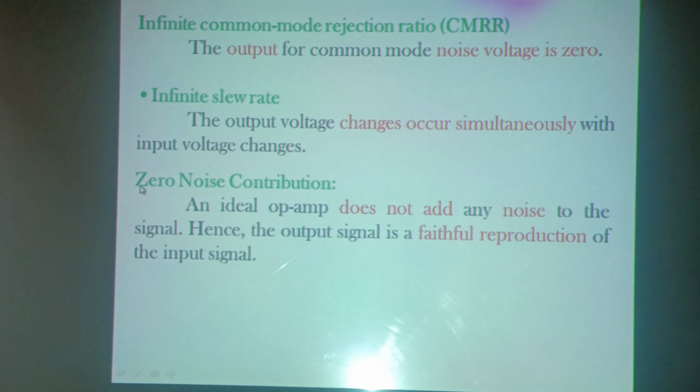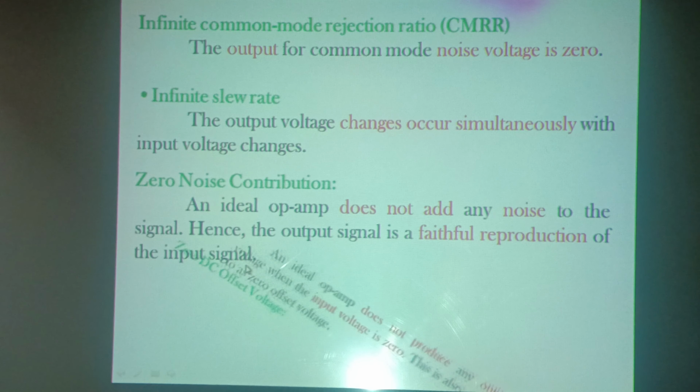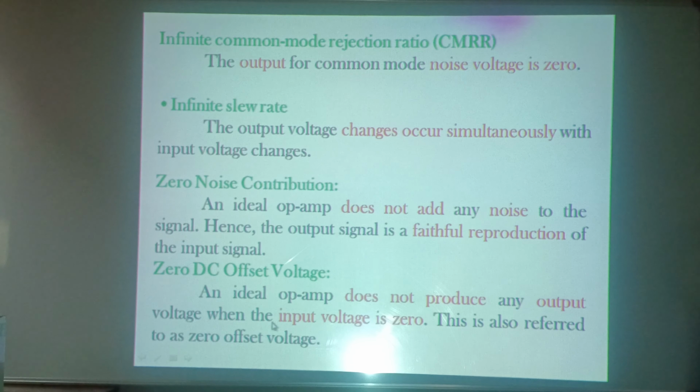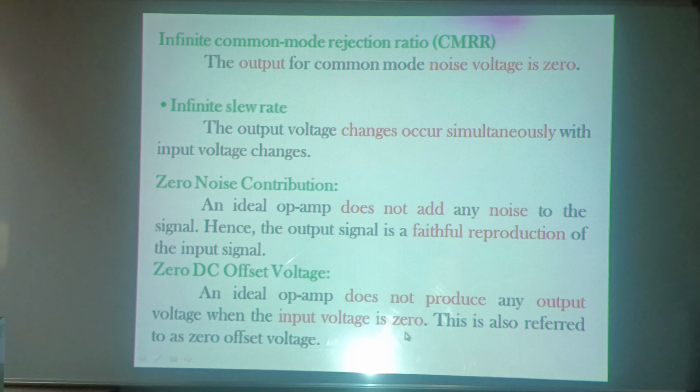Ideal op-amp has zero noise contribution. That means the ideal op-amp does not add any noise to the signal. Therefore, the output signal is a faithful reproduction of the input signal. And the last parameter is, ideal op-amp has zero DC offset voltage. That means an ideal op-amp does not produce any output voltage when the input voltage is 0.